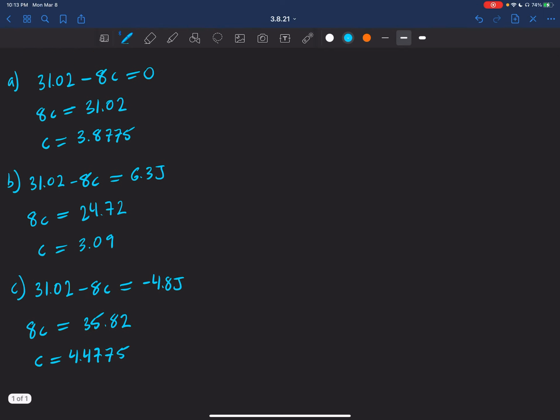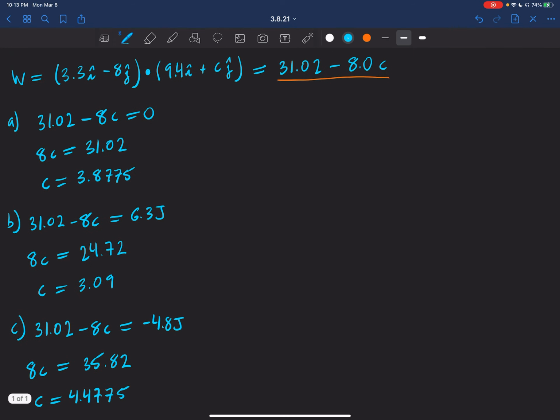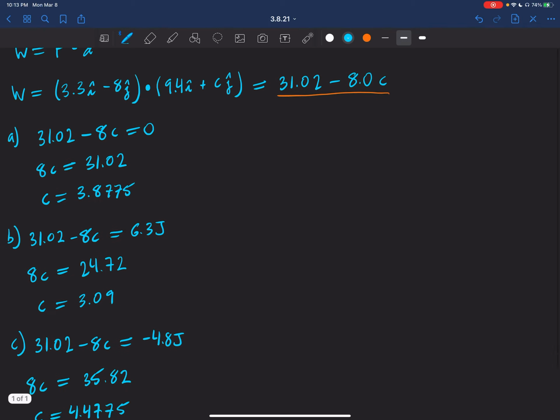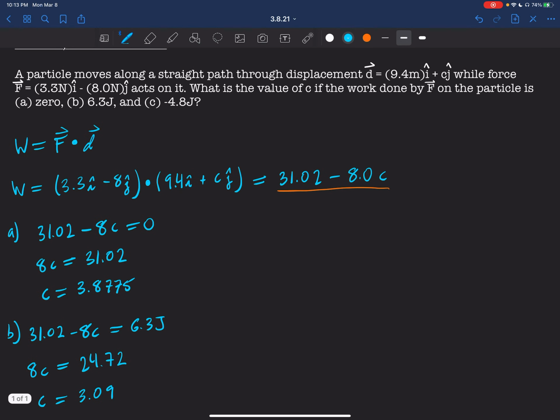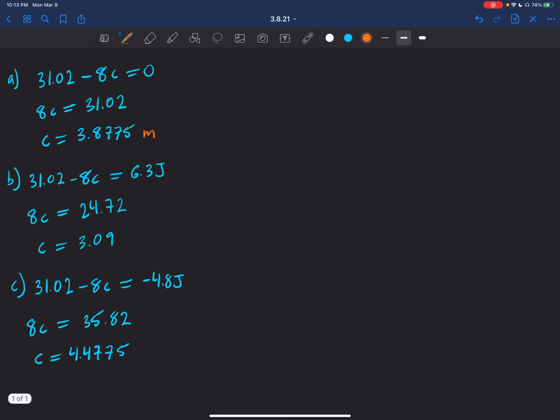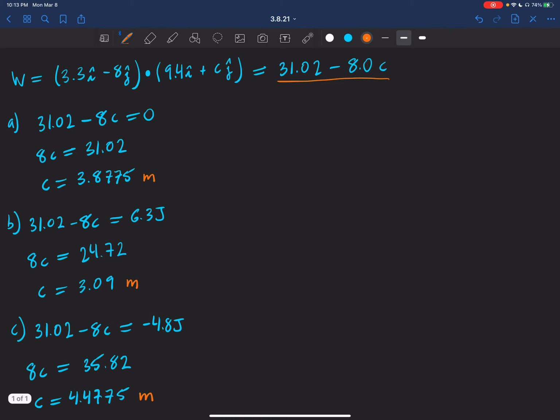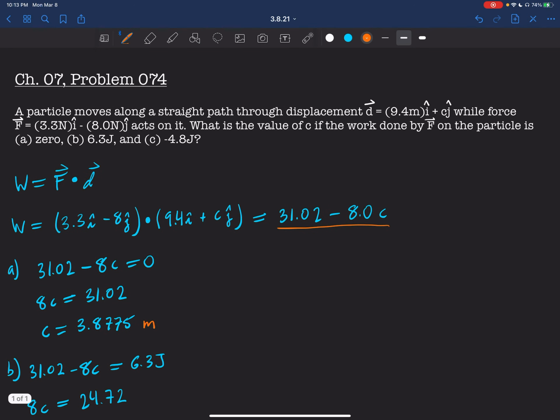And that is everything that the problem was looking for. So we got our three answers, you plug those in, and do keep in mind that if we go back to the top here, and if you look at the displacement vector where C is, C is a part of the displacement vector, and so C is going to have units of meters. So this would be in meters, this will be in meters, and this will be in meters. And that's all there is to it. There is Chapter 7, Problem 74.